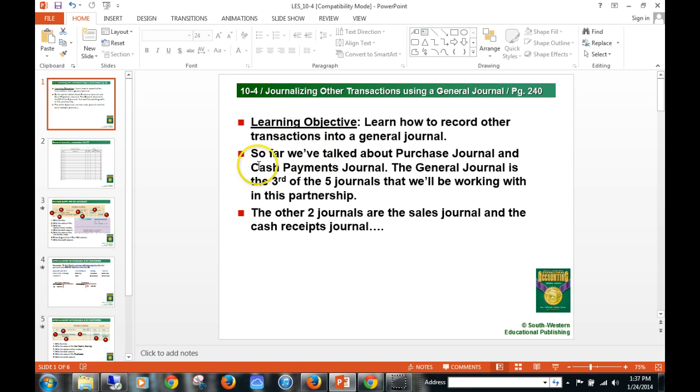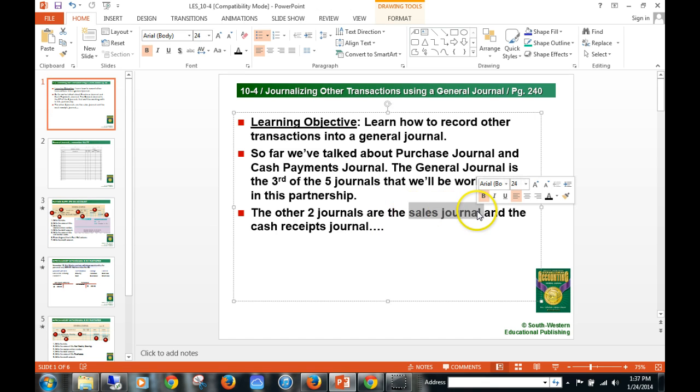Anything that we pay cash for is going to go in the cash payments journal. And finally, anything that cannot be put in any of the other special journals is going to go in the general journal. So there's 5 total special journals that we're going to use in a partnership. The other 2 that we haven't talked about yet, that we'll get into in Chapter 11, are your sales journal, which is anytime you make sales, and also the cash receipts journal, which is anytime that you receive cash from people that we've sold merchandise on account to.